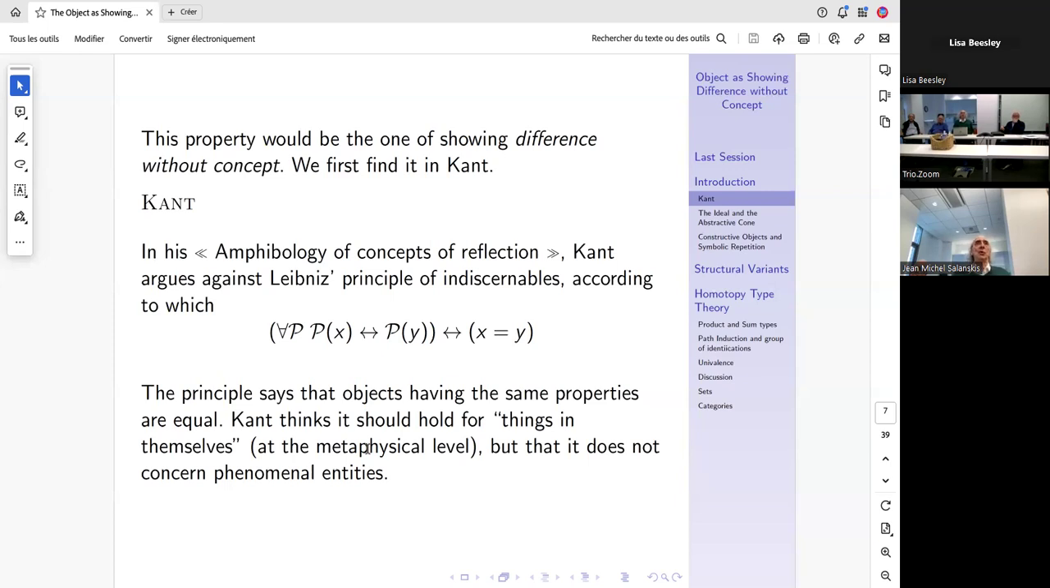So as you could know, in the section of the Critique of Pure Reason called Amphibology of Concepts of Reflection, which comes at the end of the Transcendental Analytic, Kant argues against Leibniz's principle of indiscernibles. And I have written this principle. It says that two objects which share the same properties are the same. So if for all properties P, P of X is equivalent to P of Y, then X equals Y. And Kant thinks that this principle of indiscernibles is true for things in themselves, but it doesn't concern phenomenal entities.